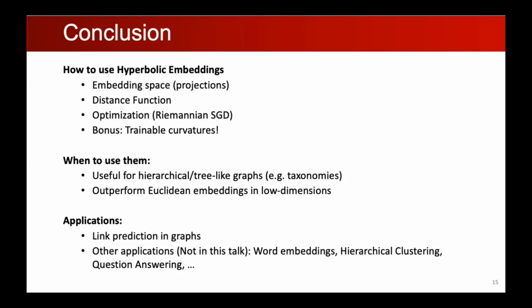So in higher dimensions, both Euclidean and hyperbolic embeddings achieve similar performance, and this is because we just have enough capacity to represent complex relationships between input vertices in higher dimensions in both Euclidean and hyperbolic spaces. And in terms of applications, we've looked at how to do knowledge graph embedding in hyperbolic space, but note that there are many other applications that I didn't mention in this talk, such as word embeddings, hierarchical clustering, question answering, etc.